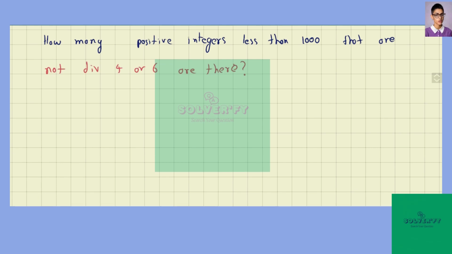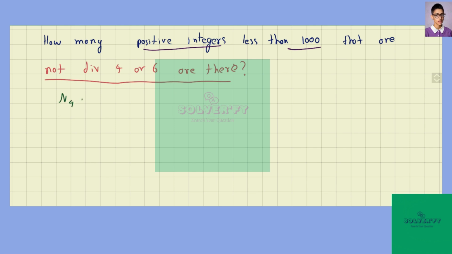Okay, in this exercise we need to count all the positive integers that are less than 1000 that are not divisible by 4 or 6. In this case we need to use the inclusion-exclusion principle. The idea here is that I'm going to put some notation here.